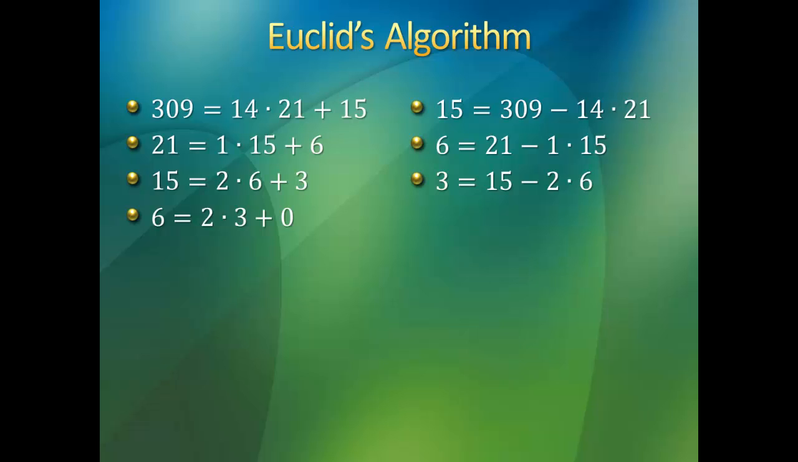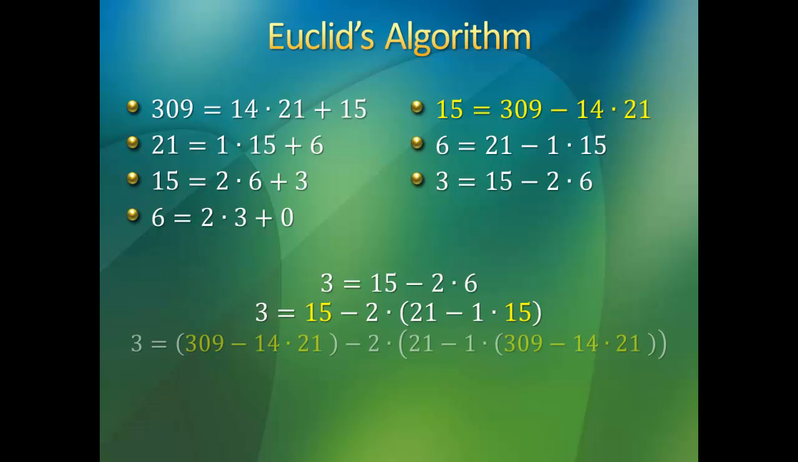So let's begin. 3 equals 15 minus 2 times 6. Well, 6 is our remainder from the next equation above it, so substitute that into the bottom one. Now 3 equals 15 minus 2 times (21 minus 1 times 15). Then 15 is the remainder from the next equation up, so substitute that into the 15s. Now we've got 3 equals (309 minus 14 times 21) minus 2 times (21 minus 1 times (309 minus 14 times 21)). Wow, that's a lot.